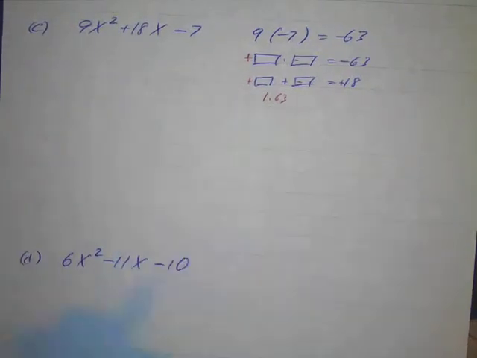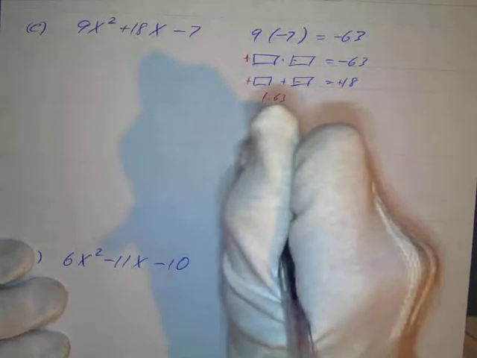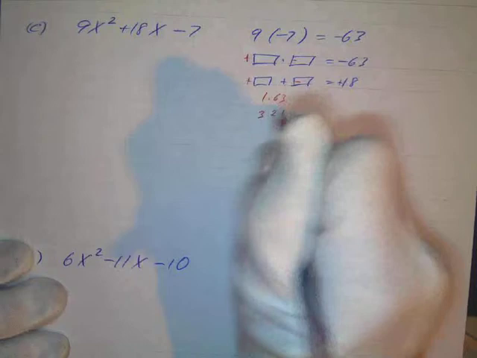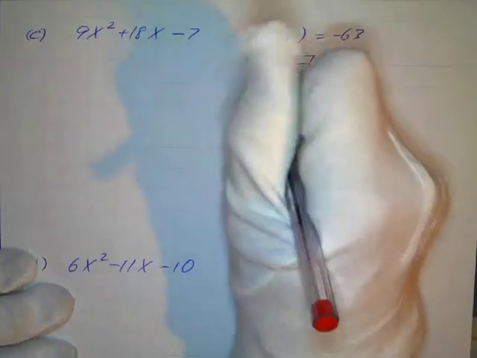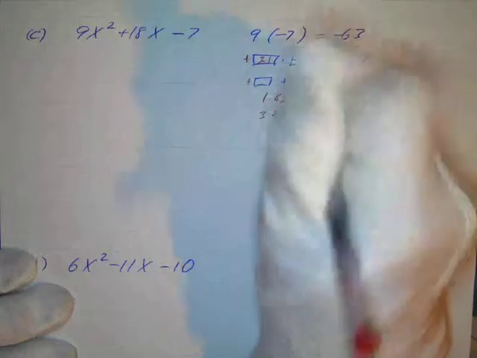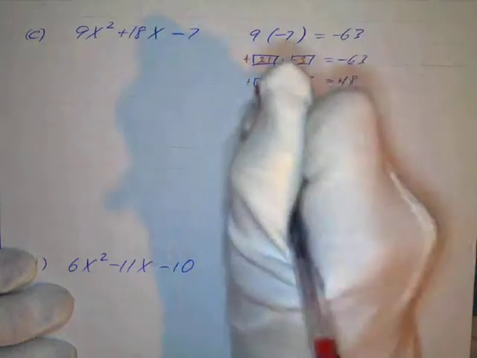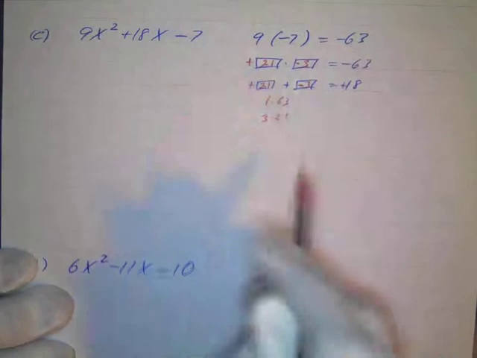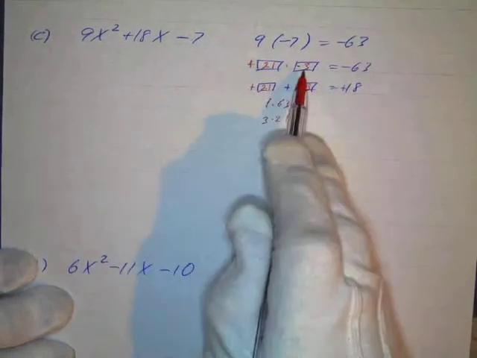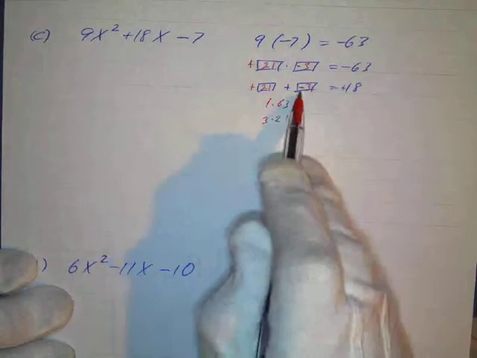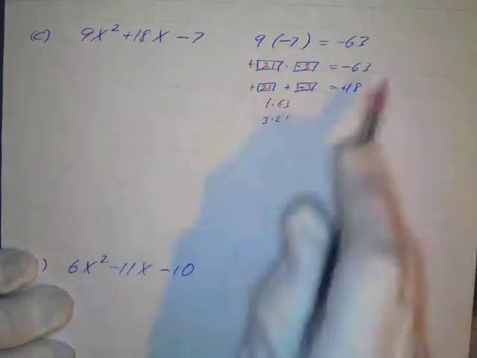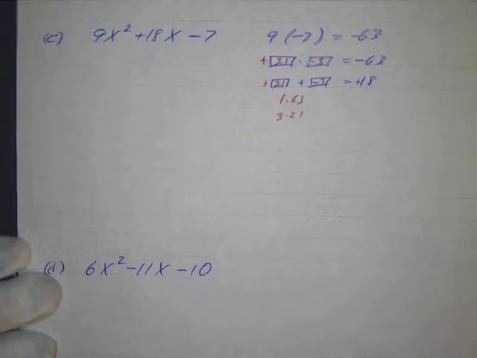And these differ by 62. 2 doesn't go in there, 3 goes into 63 21 times, and these do differ by 18. So 21 minus 3. Now if you multiply these, a positive 21 times a negative 3 is a negative 63, but a positive 21 added to a negative 3, 21 minus 3 is 18, so they satisfy both conditions. So now I know I can factor it.